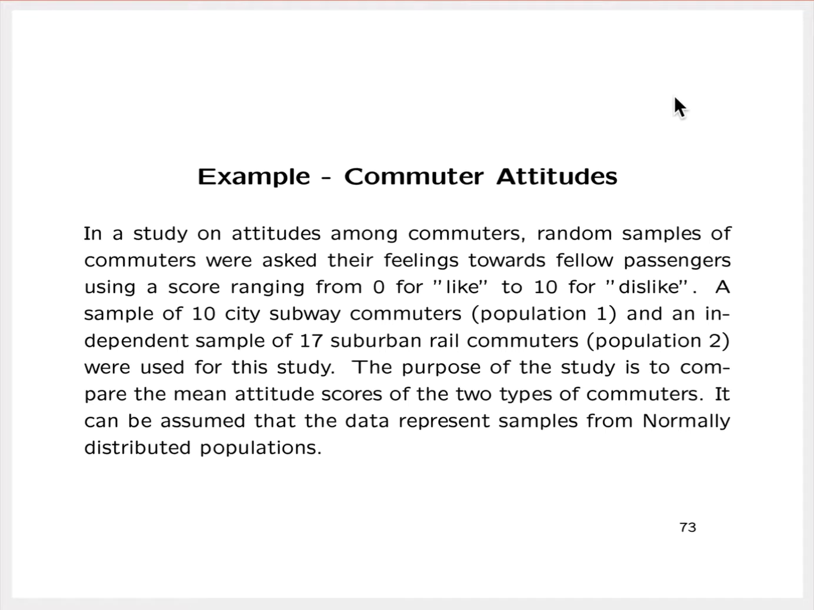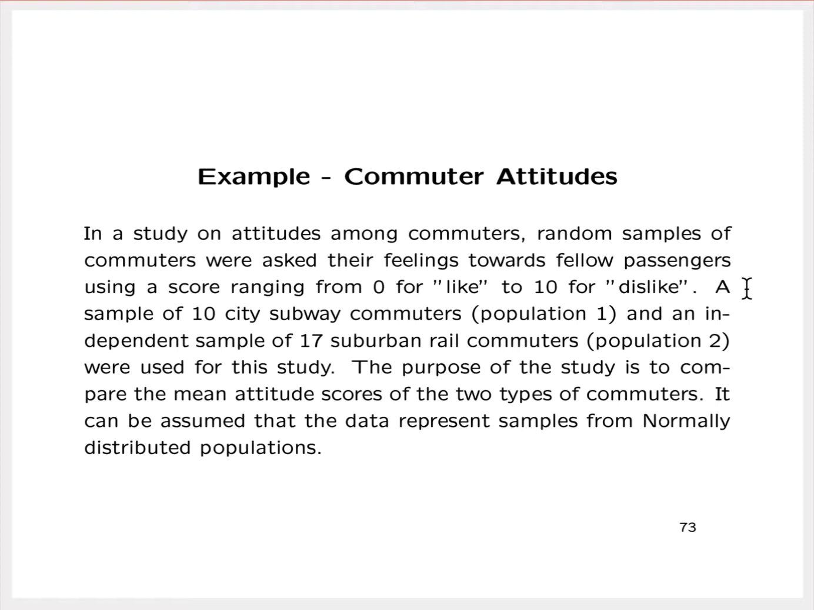A sample of 10 city subway commuters, and so we'll let the population of city subway commuters be population 1, and we'll let population 2 be the population of suburban rail commuters. And so we have a sample of 10 city subway commuters from population 1, and an independent sample of 17 suburban rail commuters, so a sample of size 17 from population 2 that we're using for this study. The purpose of the study is to compare the mean attitude scores of the two types of commuters. It can be assumed that the data represent samples from normally distributed populations.